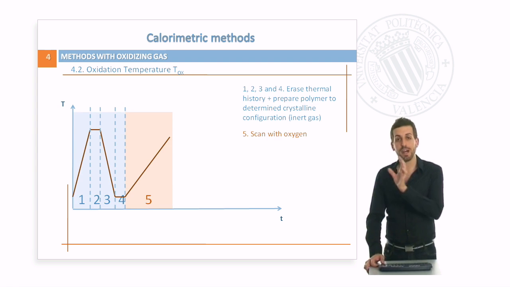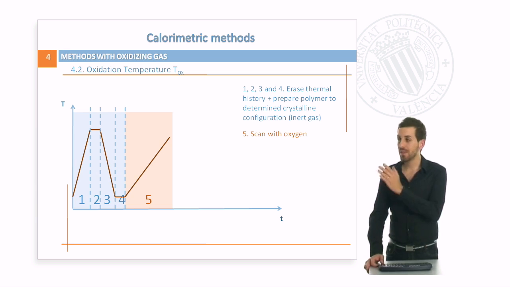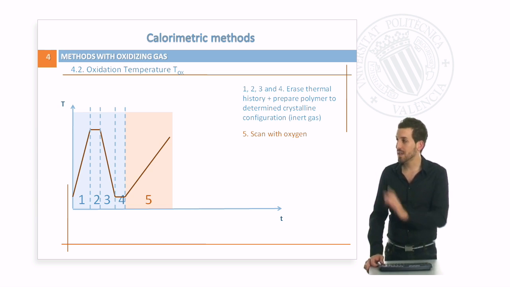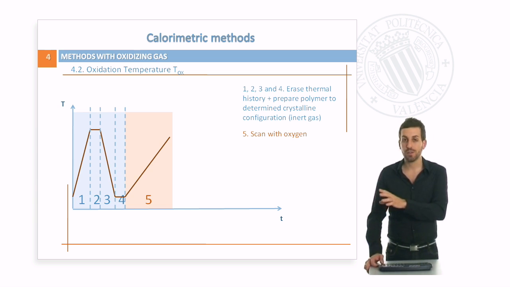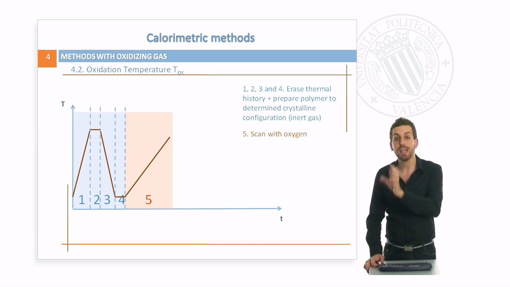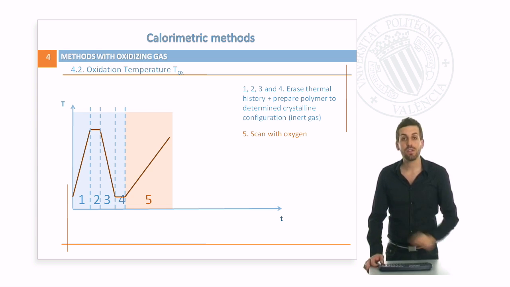Now, if we want to analyze the oxidation temperature, we will apply the following method, in which for segments 1, 2, 3 and 4 we are erasing the thermal history and preparing our polymer to determine a specific crystalline configuration in inert gas, and then we will apply the last scan with oxygen.